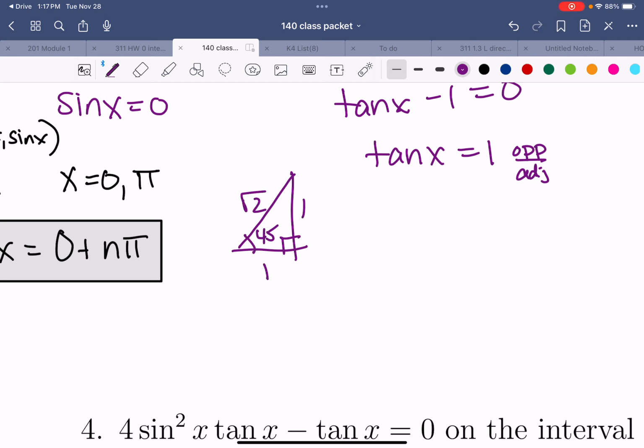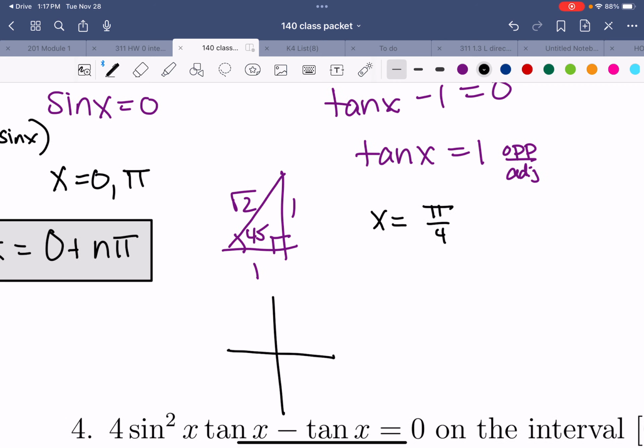Okay, so that means that x here is going to be pi over 4. Now, we want to think about where we want to put it so that the tangent is positive. Tangent is positive 1 here. So we put 45 here. And tangent is positive, C-A-S-T, in this quadrant here. So 45 degrees over here.